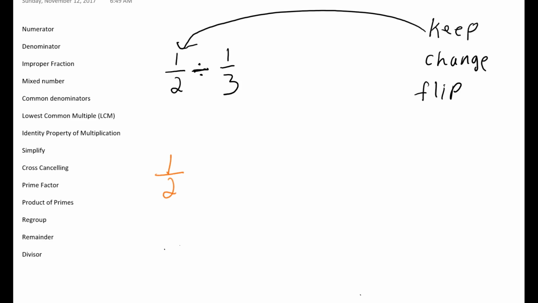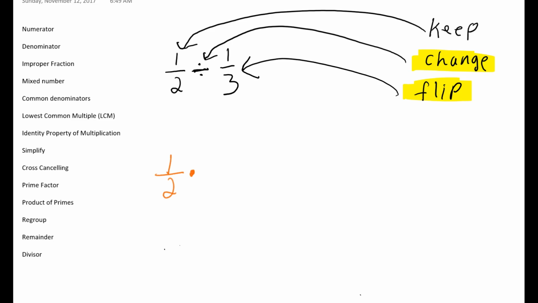Then I'm going to change. What am I going to change? I'm going to change this division sign to a multiplication sign, and I'm going to put that down right here. Then I'm going to flip. What am I going to flip? I'm going to flip this fraction to its inverse, or use its reciprocal. The reciprocal of 1/3 is 3/1. So I'm going to put that right down here, and that's my new problem.